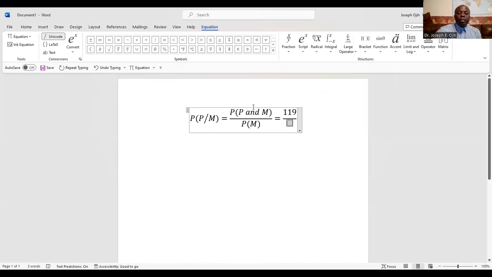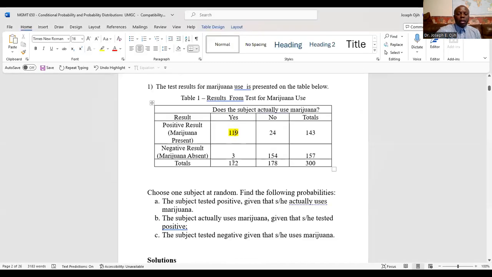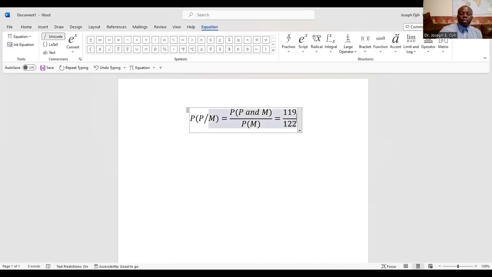119 divided by the probability that he or she uses marijuana, which is M. For that probability, we use the total for yes, they use it. The total for that is 122. So I put 122 right there. Now we can put this in the calculator. Let me write this down on paper, and then we can put it in a calculator. 119 over 122.